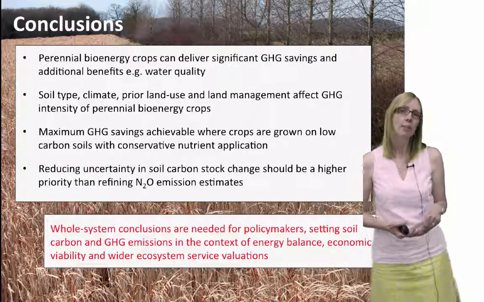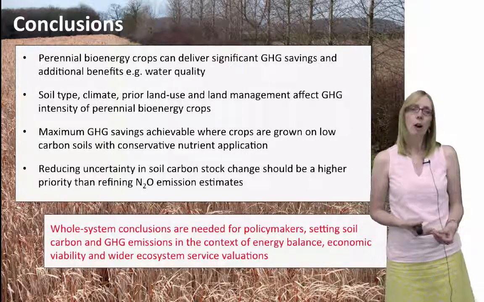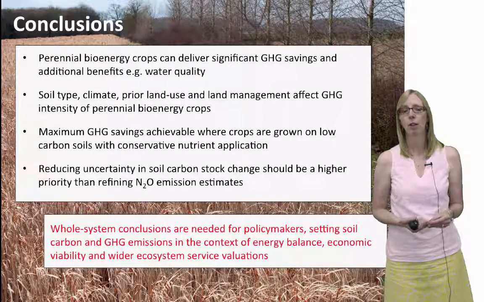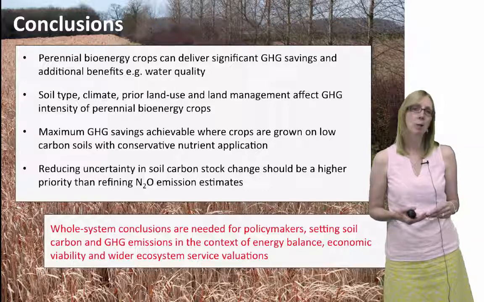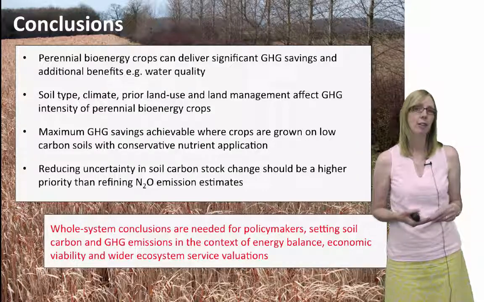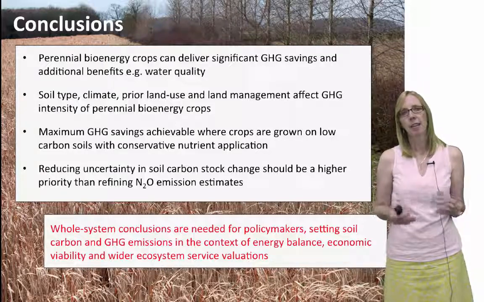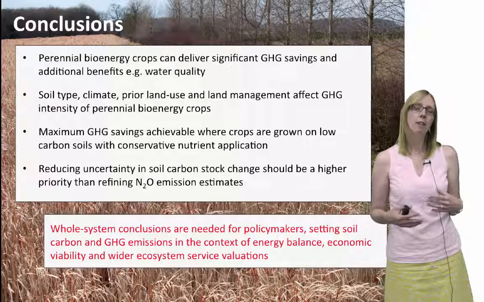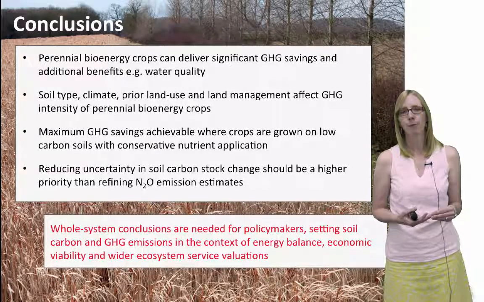The research suggests that maximum greenhouse gas savings can be achieved where crops are grown on low carbon soils, where you can get a positive soil carbon sequestration over time. And also that minimising nutrient application is important for reducing nitrous oxide and nitrate leaching. The uncertainty is highest around the soil carbon stocks, and this should be a focus of research in priority over the nitrous oxide emissions data, but both are important.